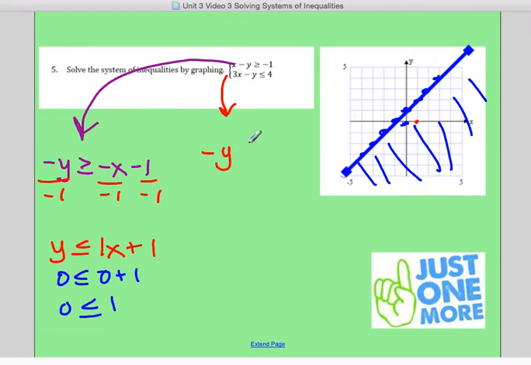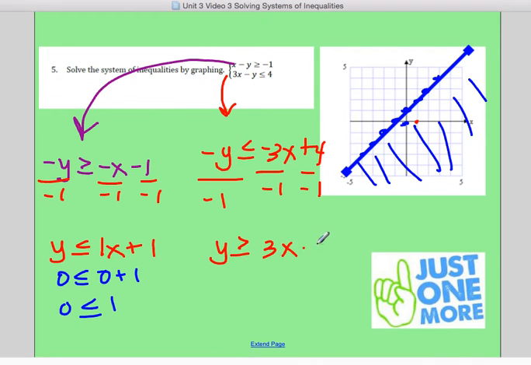So I would have -y is less than or equal to -3x plus 4. Divide by -1. Remember, when I divide everything by -1, that sign flips, so it's greater than or equal to 3x minus 4. My y-intercept is -4, and my slope is 3 over 1, so I'm going up 3 over 1, up 3 over 1, up 3 over 1. Okay.